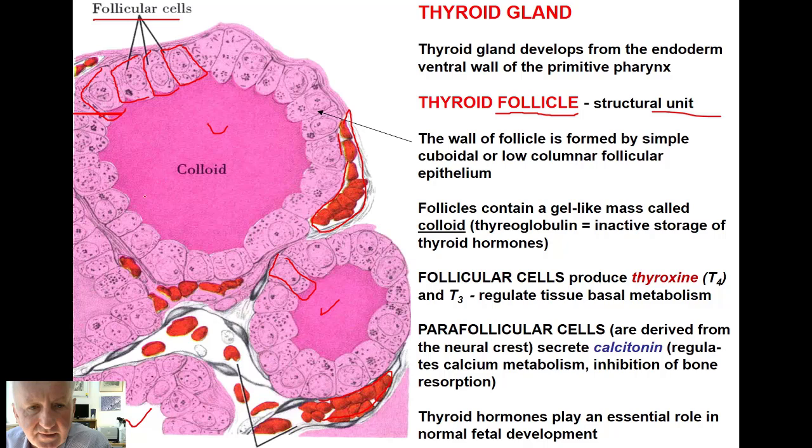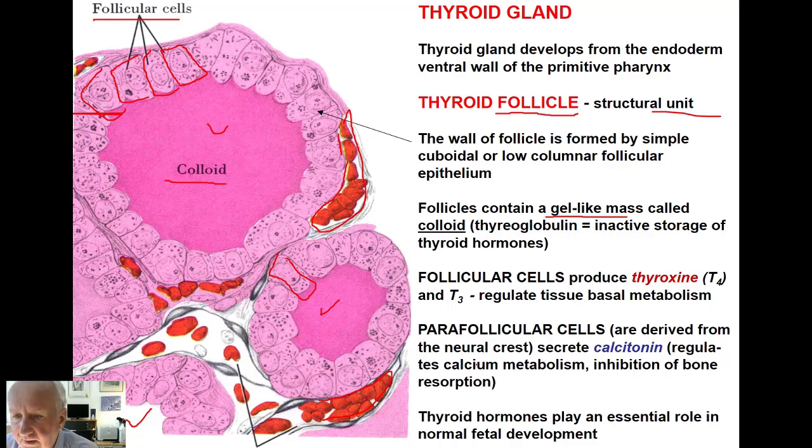This colloid, the name for the center, the colloid is a gel-like mass, a storage and the production site of those very important hormones of the thyroid gland.